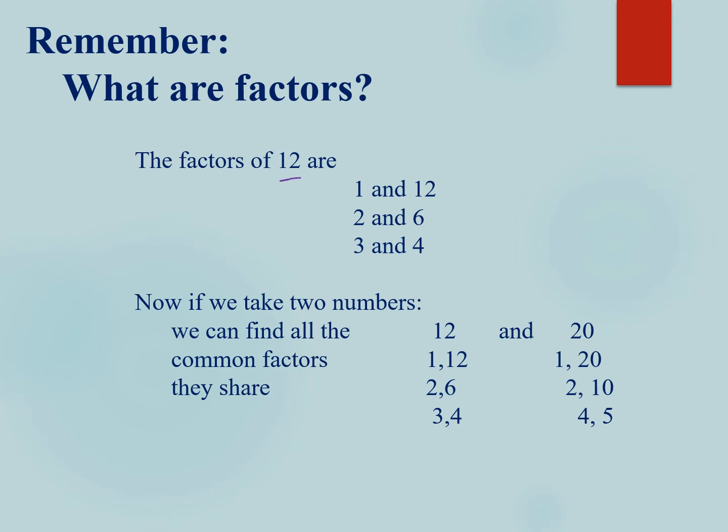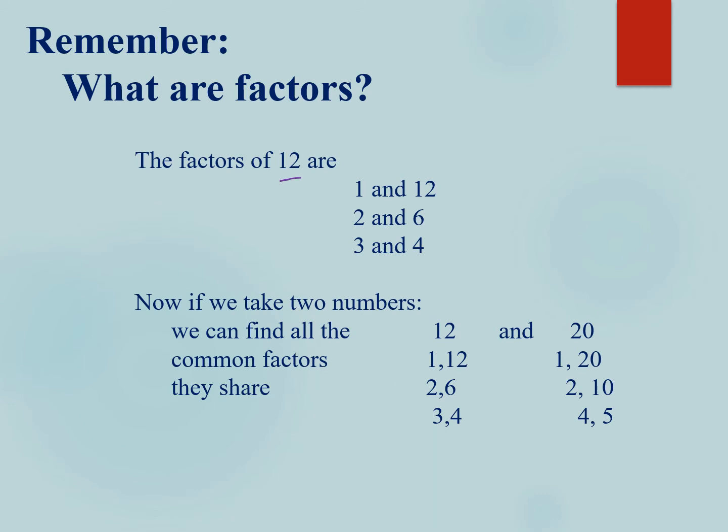Now let's compare two numbers. We still have 12 here, and notice we have those factors. Now let's look at the number 20. The things that multiply to give me 20 are 1 and 20, 2 and 10, and 4 and 5.